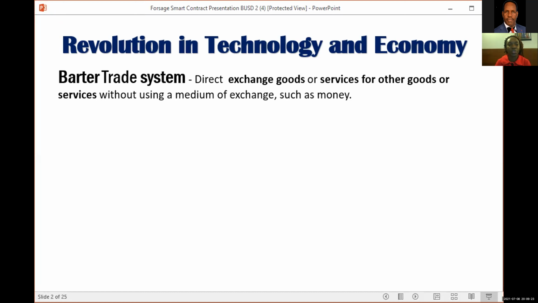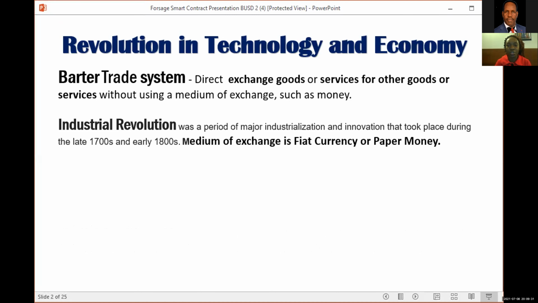So we started off with the journey of money, going way back to the barter trade system where people were exchanging goods for goods. Then we came into the Industrial Revolution, and here we were introduced to paper money, in the early 1700s and even the early 1800s. Now, all of us on this call were not born then, but you can imagine paper money started, we found it, and we're still probably going to leave it here.